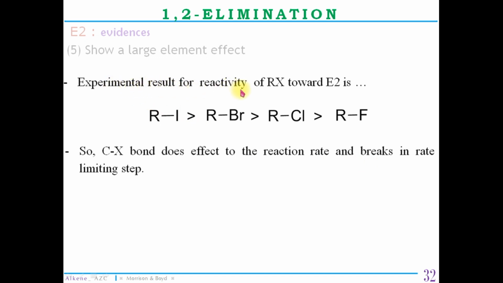The reactivity of alkyl halide toward E2 is that alkyl iodide is most reactive and alkyl fluoride is least reactive. It means there is variation in reactivity toward E2 of different types of alkyl halide. So it proves that the carbon-halogen bond affects the reaction rate, as there is a difference in reactivity of different types of alkyl halide, and therefore the carbon-halogen bond breaks in the rate limiting step.